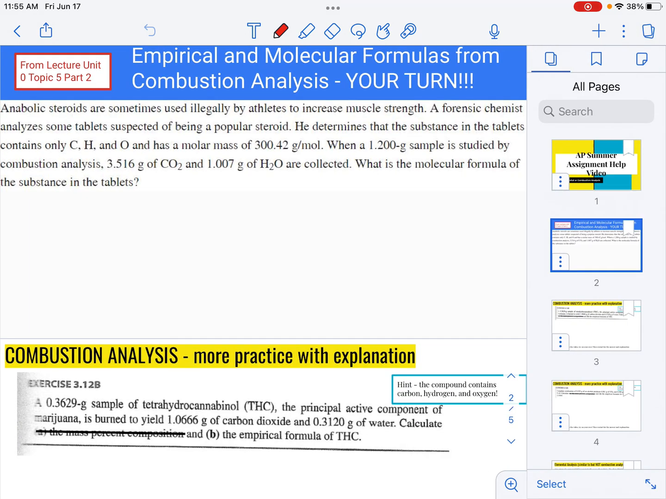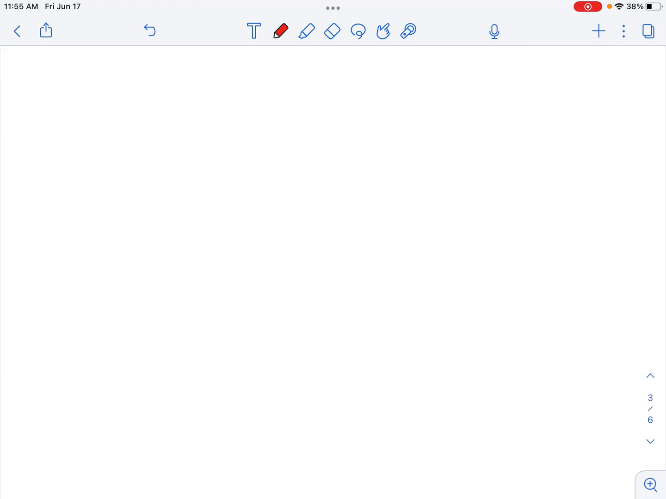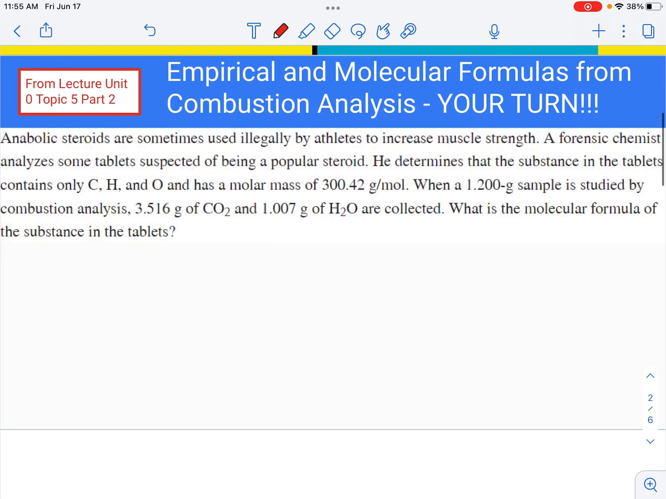So let me add a page here so that I have enough space for this, and let's go through the one from the topic 5 video first. All right, so remember that in combustion analysis, you are going to be finding the carbon that was in your original sample of your compound from the carbon dioxide. You're going to be finding the hydrogen from the water that was produced, and then you'll need to be finding the oxygen, or any other element if there is one, from the difference between those two masses and the mass of the initial compound. So you're on the lookout for definitely all kinds of different information here.